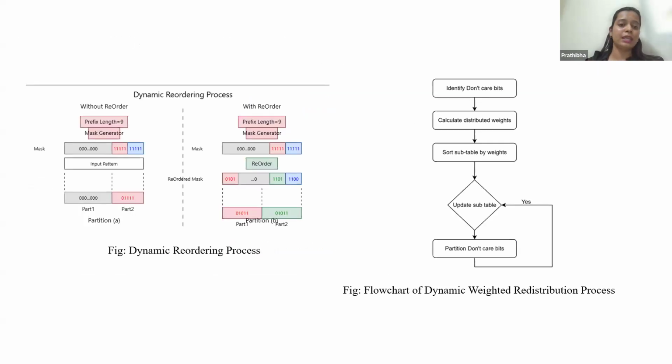Then here, as you can see in our work, before reordering all the don't care bits are clustered into one part. But after reordering we can see that all the wildcard bits are distributed into different subblocks, so that the update latency can be reduced.